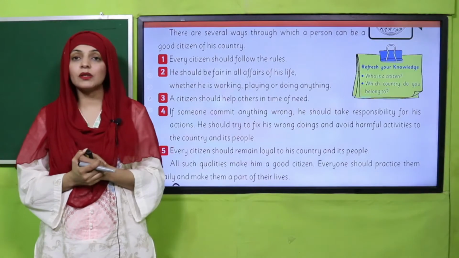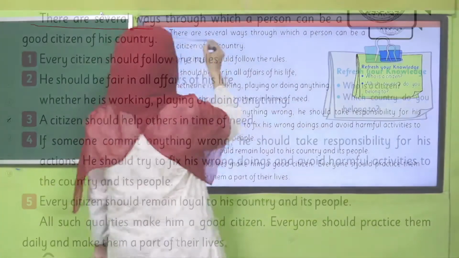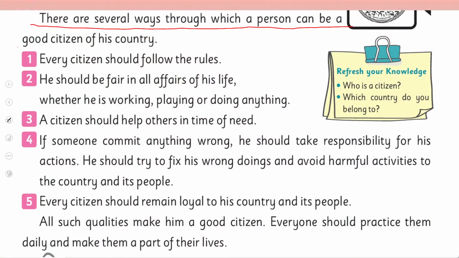I hope everybody has opened the page. So now let's start the reading. There are several ways through which a person can be a good citizen of his country. Number 1, every citizen should follow the rules.